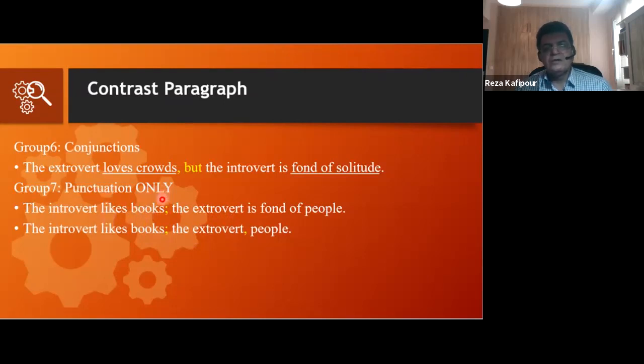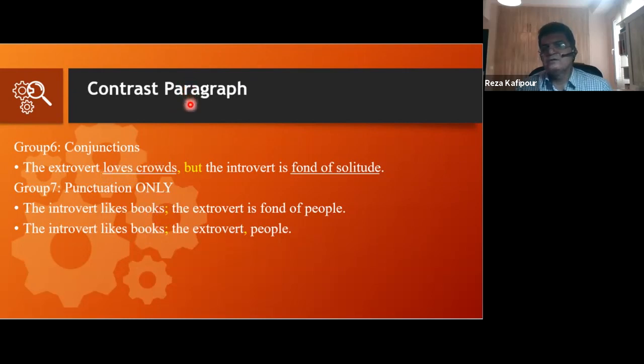So punctuation only is used in both paragraph of comparison and paragraph of contrast. But how can we identify whether this punctuation shows similarity or contrast? It is based on the paragraph. When in the previous or following sentences we are discussing differences, using punctuation shows we are talking about differences, otherwise similarities.